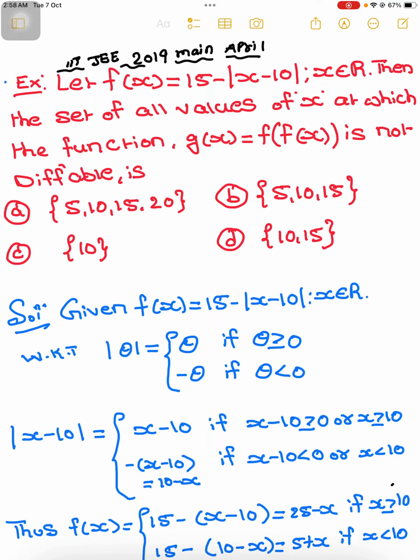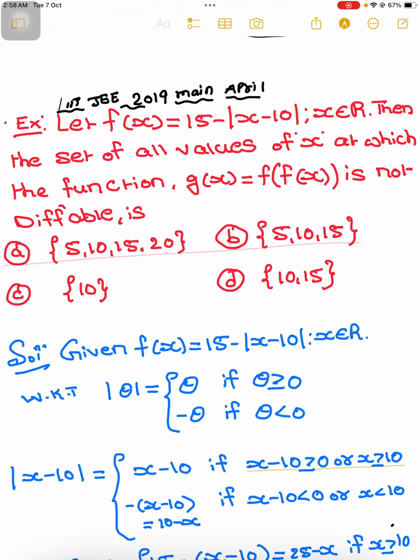Hello students, today I am going to explain a very important problem. This problem has been asked in IIT JEE 2019 Main April. The question is very simple.